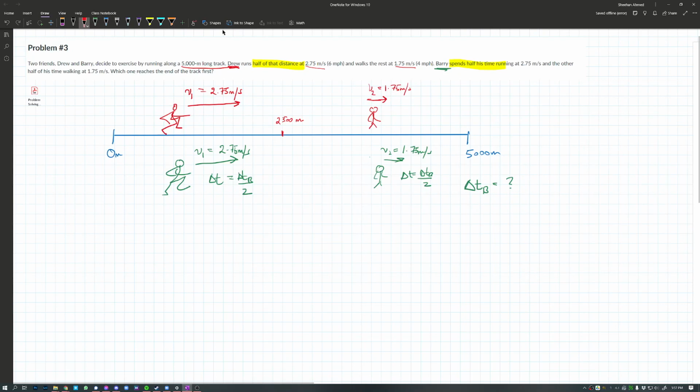Well, since we added some time information over here, we could also say delta t Drew to complete the journey. We don't know. The question is which one reaches the end of the track first. If we knew delta t d and delta t b, we could just compare them and solve our problem. Okay, I think that's a pretty good sketch.